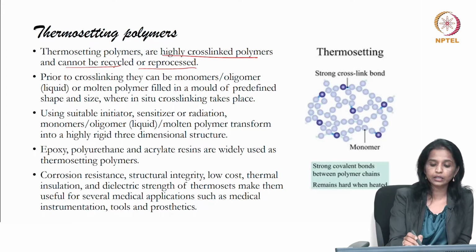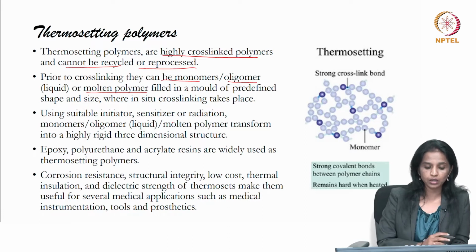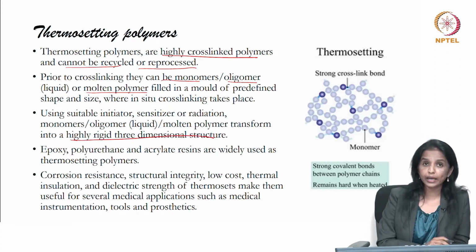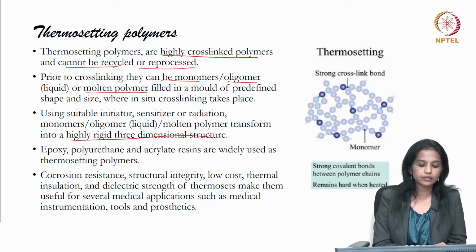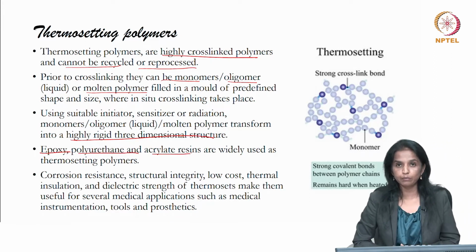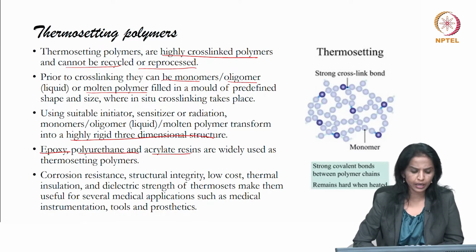Prior to cross-linking, they can be monomers, oligomers or even molten polymers, but once cross-linking takes place, it becomes a solid. With a suitable initiator, a sensitizer or a radiation agent, this can become a highly rigid three-dimensional structure, making a thermosetting polymer. Examples of thermosetting polymers are epoxy resins, polyurethane resins and acrylic resins, which are widely used. We have been hearing about all these resins in many applications.